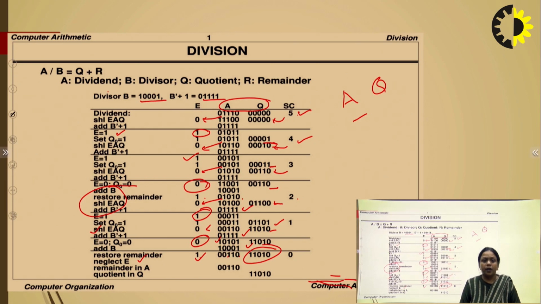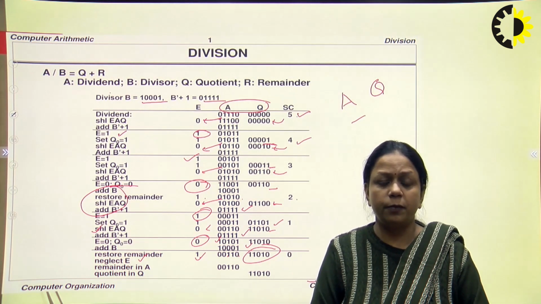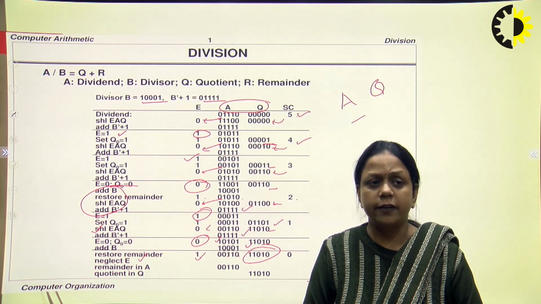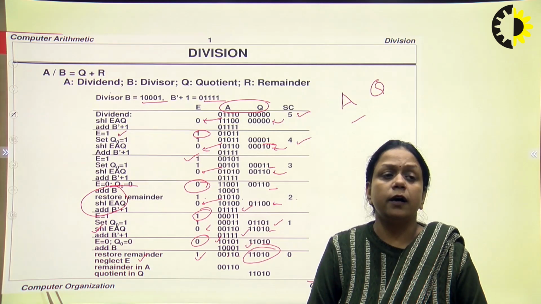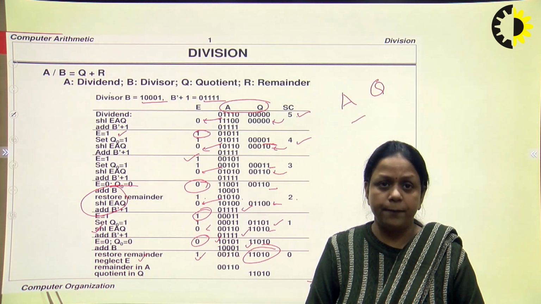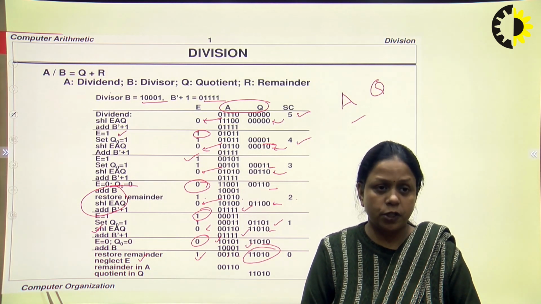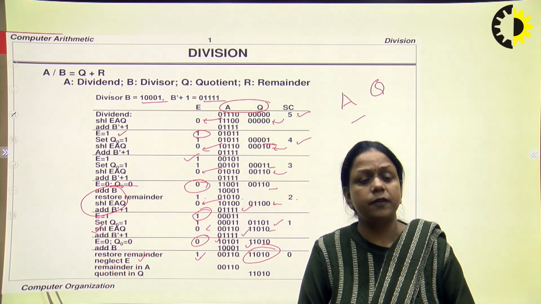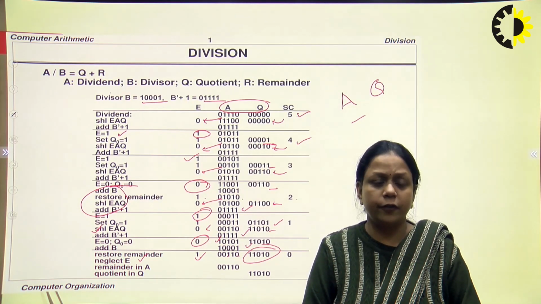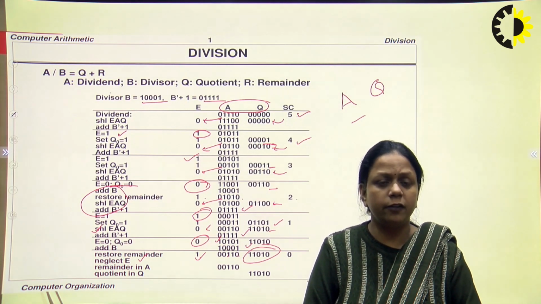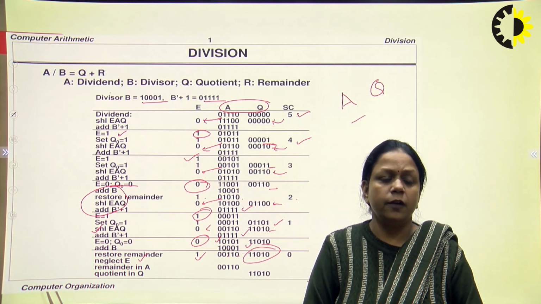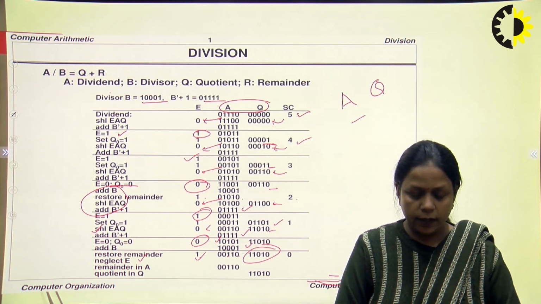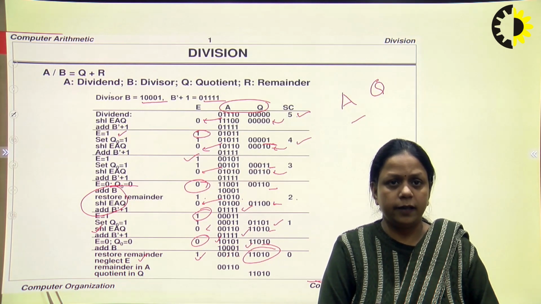Fine. And the sign calculation will be done using the XOR gate. It depends on the sign bits of A and B. If both are positive numbers, the answer will be positive. If both are negative numbers, then again the answer will be positive. If one is positive and the other negative, then the answer will be negative here. Fine. So this is the division algorithm. I hope you will understand it very nicely. Thank you.